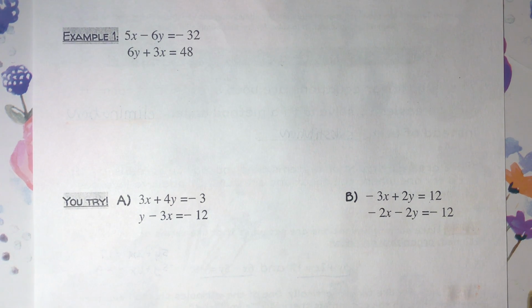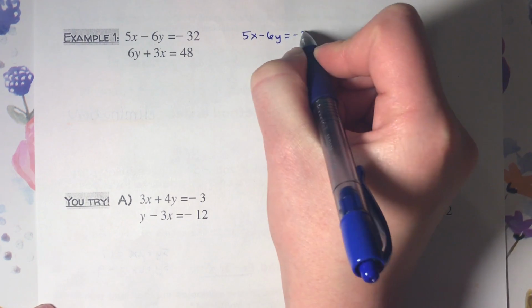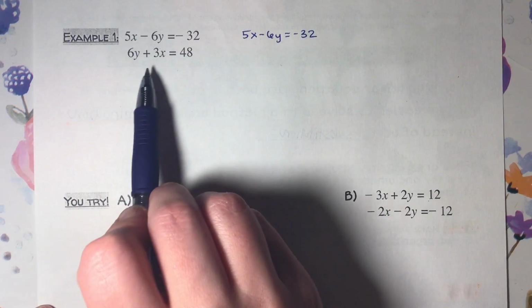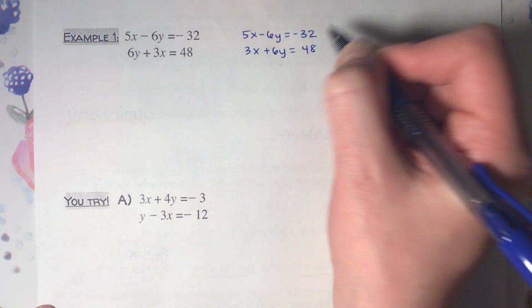All right, so example 1, I have 5x minus 6y is equal to negative 32, and 6y plus 3x is equal to 48. I want to get the variables lined up first. So I'm going to have to rewrite one of these equations. It doesn't matter which one you rewrite. Just make sure that you get the signs correct. I'm going to rewrite the bottom equation. So I'm going to have 5x minus 6y is equal to negative 32. That stays the same for the top. And now I'm just rearranging this so that my x's and y's will line up. So this is 3x plus 6y equals 48.